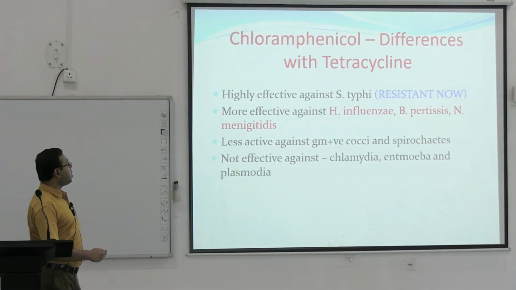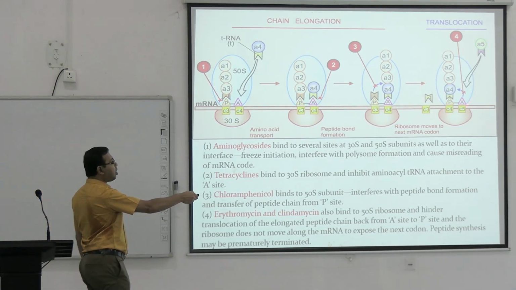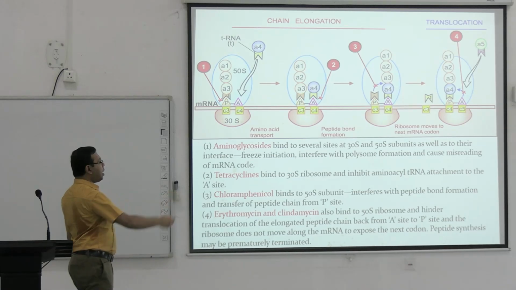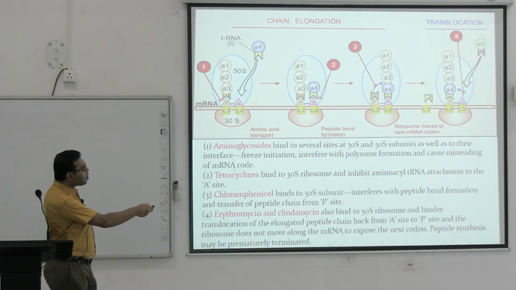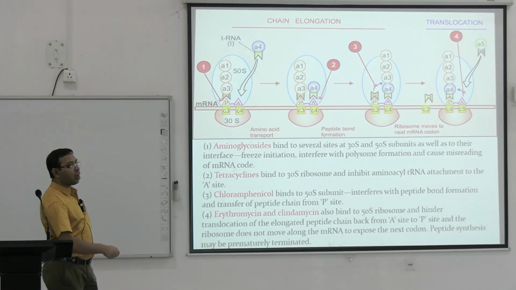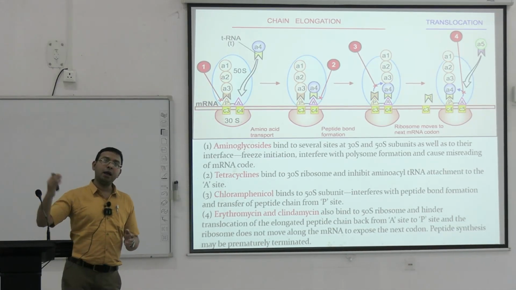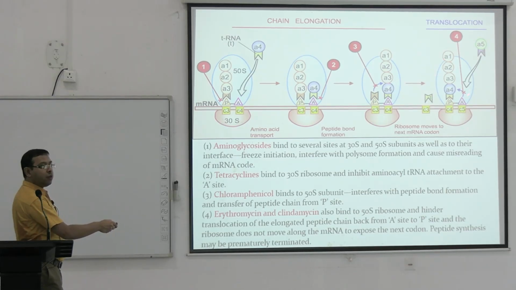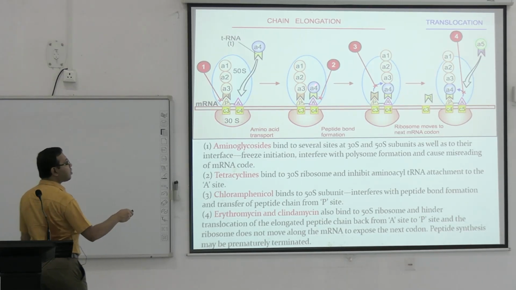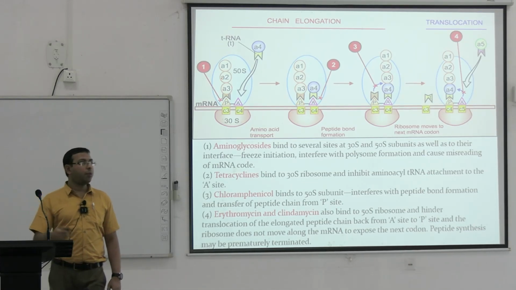So this is the mechanism of action. They block the translocation, so that the acceptor site will be free for the newer amino acid tRNA to bind. So ultimately clindamycin acts here also, at different sites, so we will read about this later.